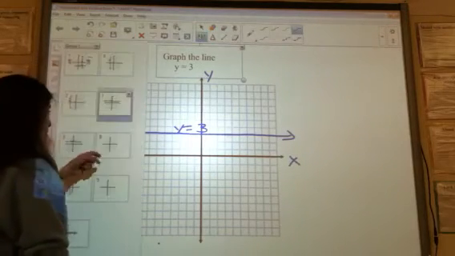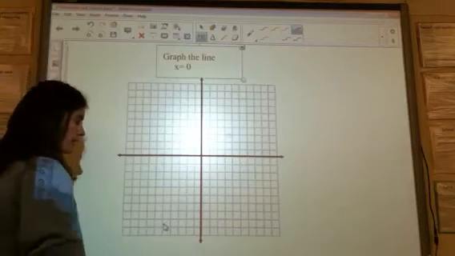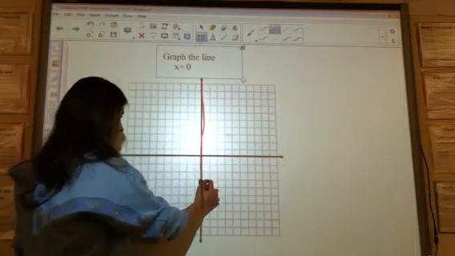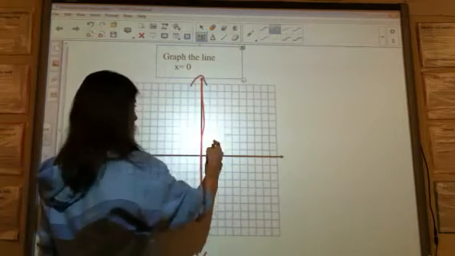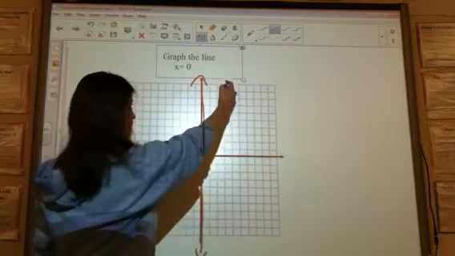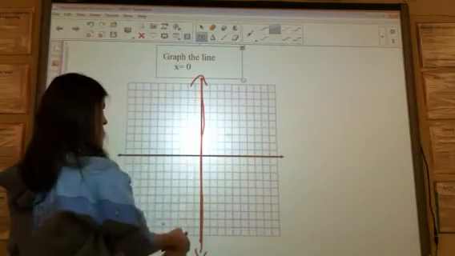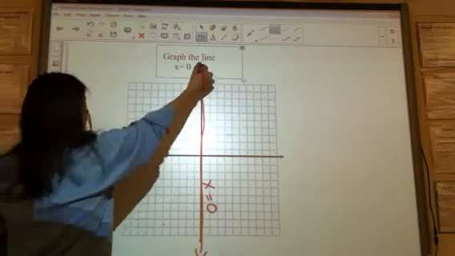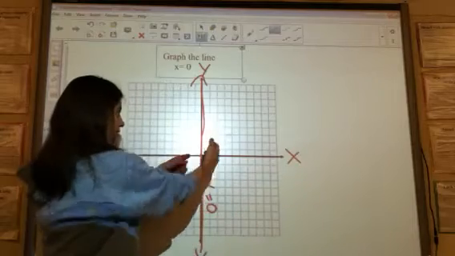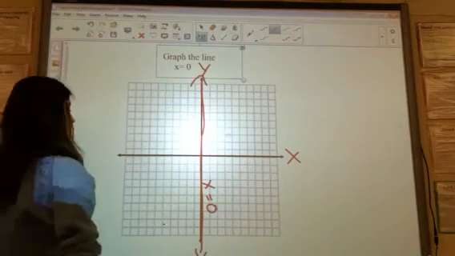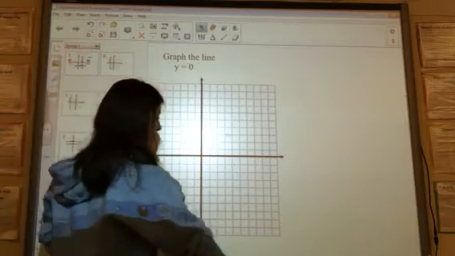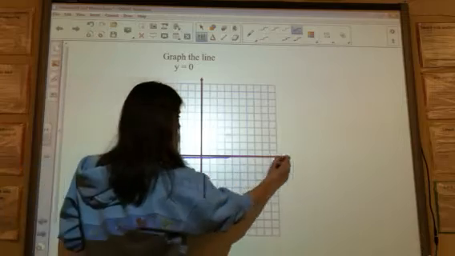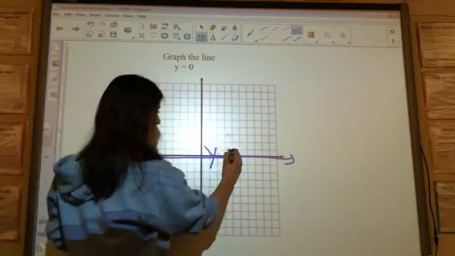And then the last two, some of us are going to go, I don't know what x equals 0 is. Well, x equals 0 is the y-axis. If you think about it, if x equals 1 is here, and x equals 2 is here, and x equals 3 is here, x equals -1, x equals -2, it would only make sense that x equals 0 is in between x equals 1 and x equals -1. Very last one and we're done. y equals 0. y equals 1. y equals -1. y equals 0 is the x-axis.